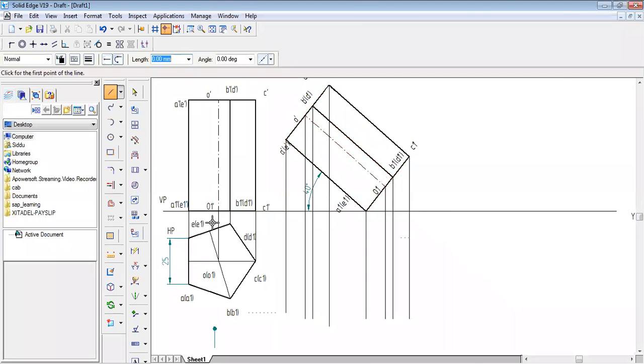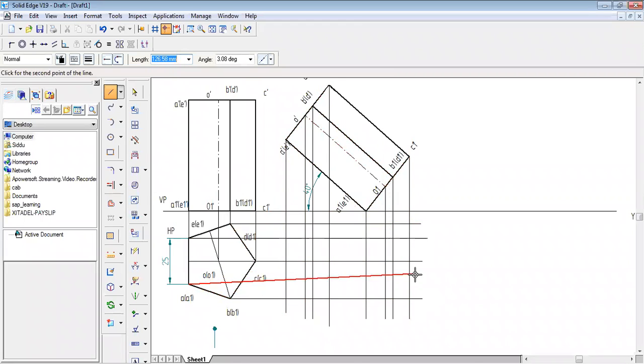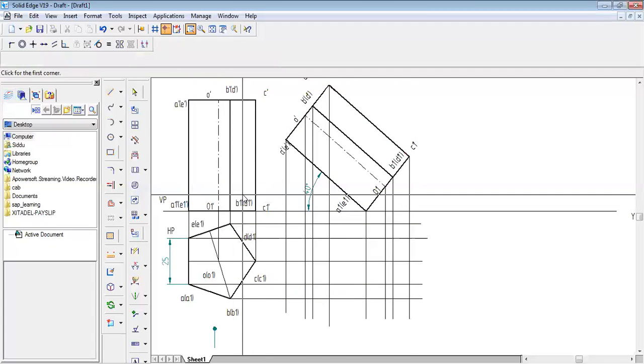Okay, I think more or less I've done. So now what you just do is draw all horizontal construction lines for any length you draw first initially. We can trim it later. Okay, so this is done now.